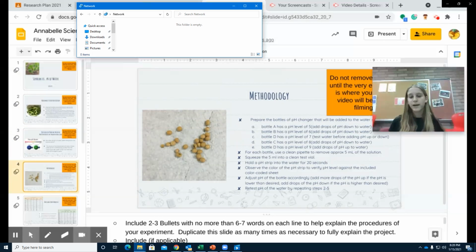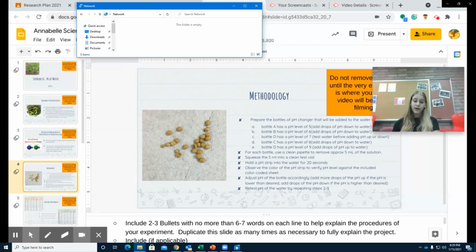To do my experiment, I must prepare the bottles of pH changer that will be added to the water. Bottle A has a pH level of 5, bottle B has a pH level of 6, bottle C has a pH level of 7, bottle D has a pH level of 8, and bottle E has a pH level of 9.